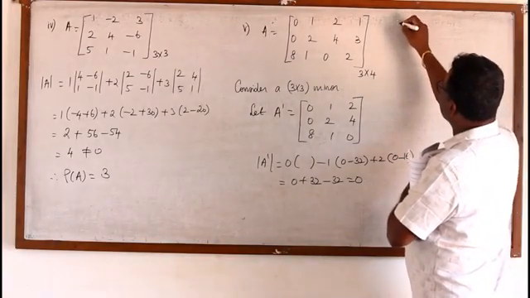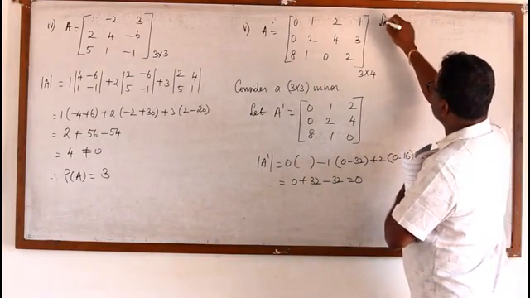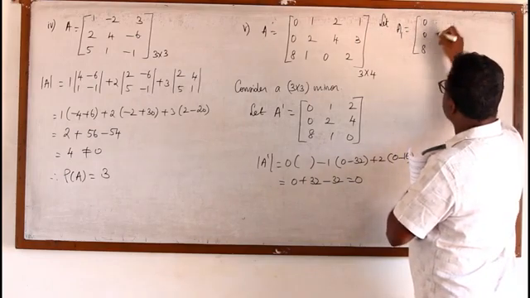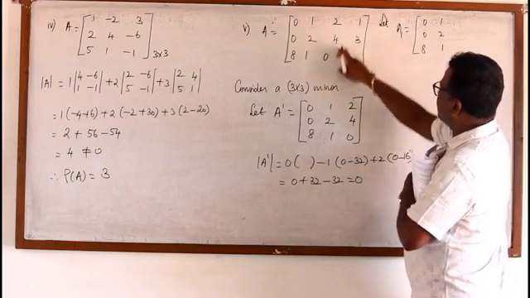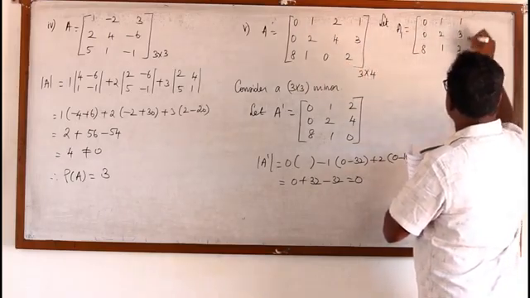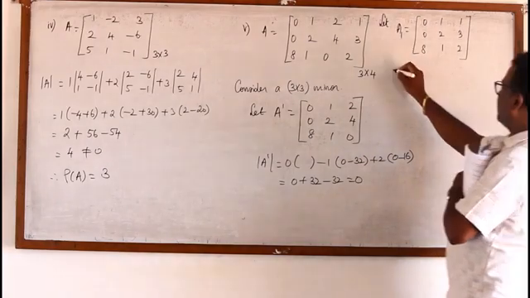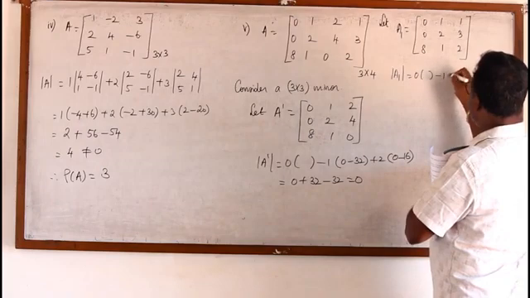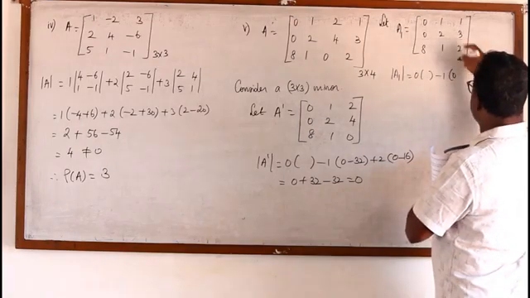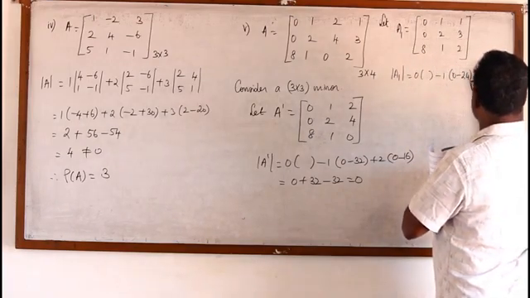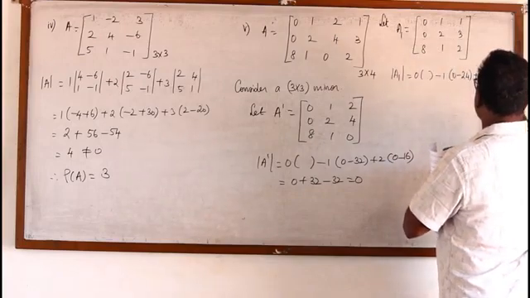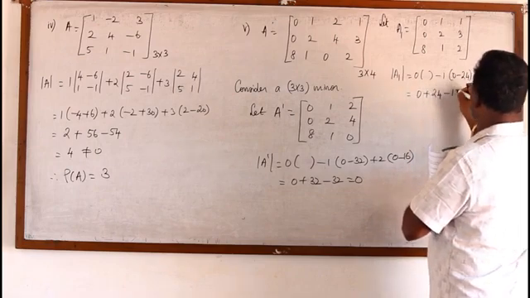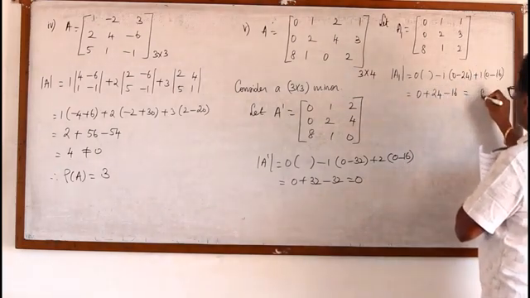Let A1 equal to 0, 0, 8, 1, 2, 1. Instead of this column, shall I take 1, 3, 2? Now we shall find the determinant of A1. It is 0 into something, minus 1 into 0 minus 24, plus 1 into 0 minus 16. This is 0, plus 24, minus 16. 14 minus 6, 8.